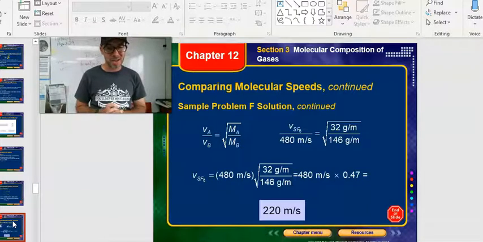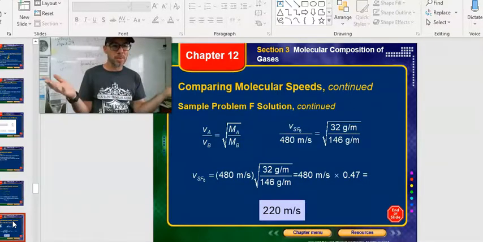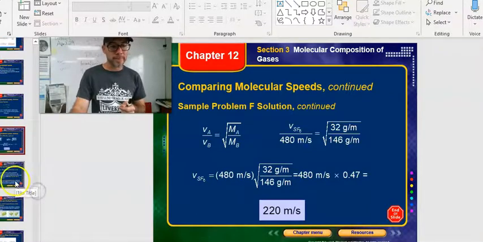So because oxygen is about a fourth of the weight of sulfur hexafluoride, about a 1 to 4 ratio, when you take the square root of that, you get about a 1/2 the velocity. To 480, half of that would be 240. It's pretty close. I would have estimated that pretty closely.